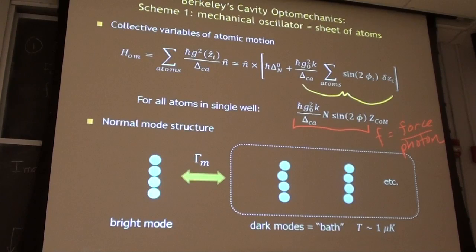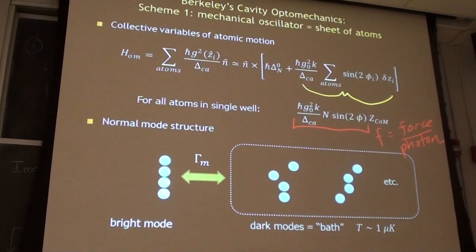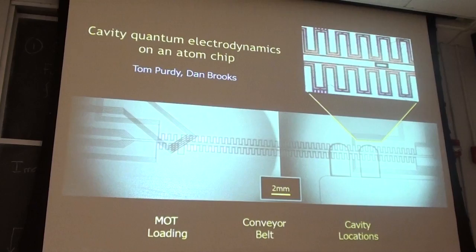So I have a damped mechanical oscillator, which is the motion of these atoms inside the cavity, and it's connected to a bath, a thermal bath, which is at the temperature of all of these modes, which is the temperature to which I brought the atoms by evaporative cooling. Okay, so this is actually realized in this apparatus.